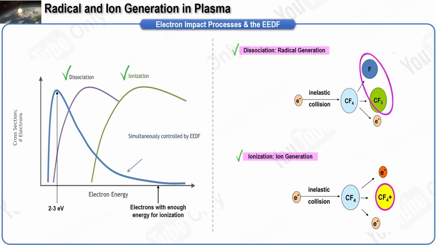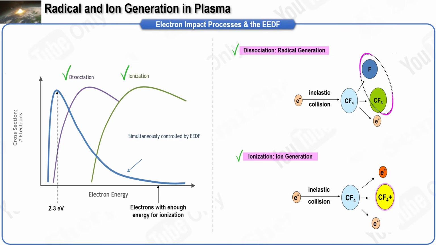Because electrons are about 1,000 times lighter than ions and neutrals, elastic collisions transfer very little energy to heavy particles. What matters are inelastic collisions, where electron energy is converted into internal energy of the target. There are three main inelastic channels: excitation, dissociation, and ionization. Excitation raises the internal state, but keeps the species identity. Dissociation breaks a molecular bond, and creates two neutral fragments that are chemically active. Ionization removes an electron, and creates a positive ion together with a secondary electron.